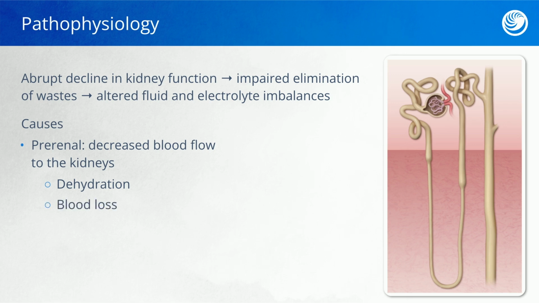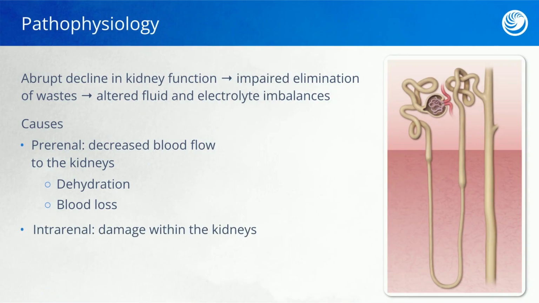This image here depicts a nephron, and we can see blood vessels connected to the glomerulus. If blood flow decreases to the glomerulus or other parts of the nephron, this can lead to tissue impairment and evolve into kidney dysfunction. Intrarenal causes are factors associated with direct injury to the kidney tissue itself.